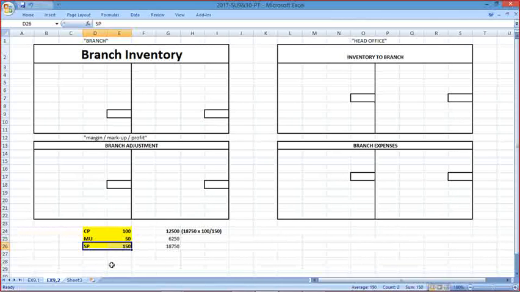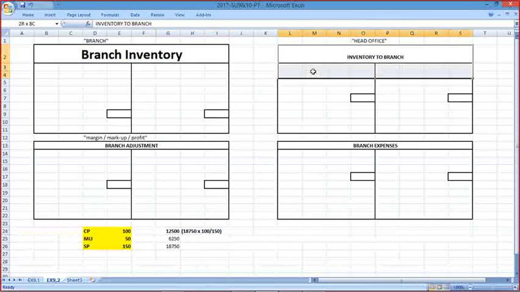Times 100 divided by 150. Is that right? Yeah, perfect. Okay, so where do I put the cost? You just told me earlier. It affects whose account? The head office. The head office account, yeah. Yes, so head office is going to equal that.